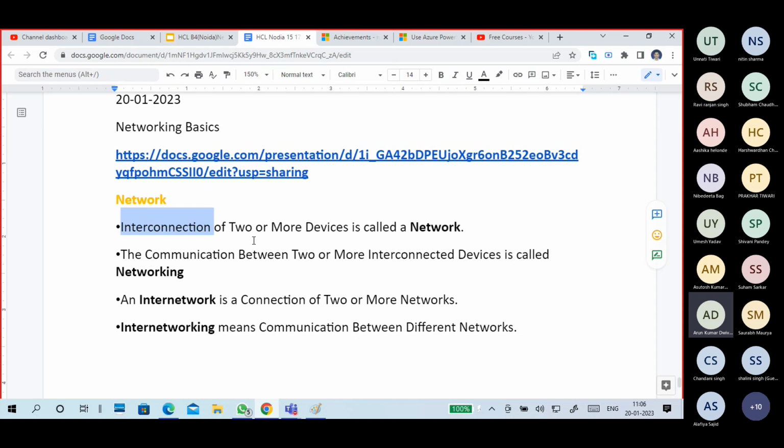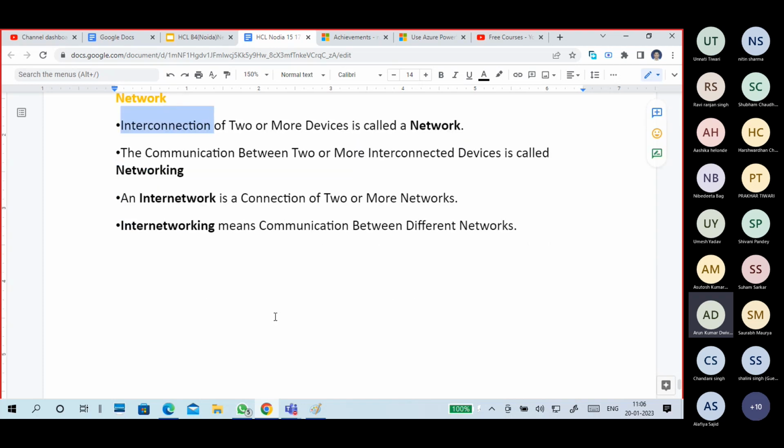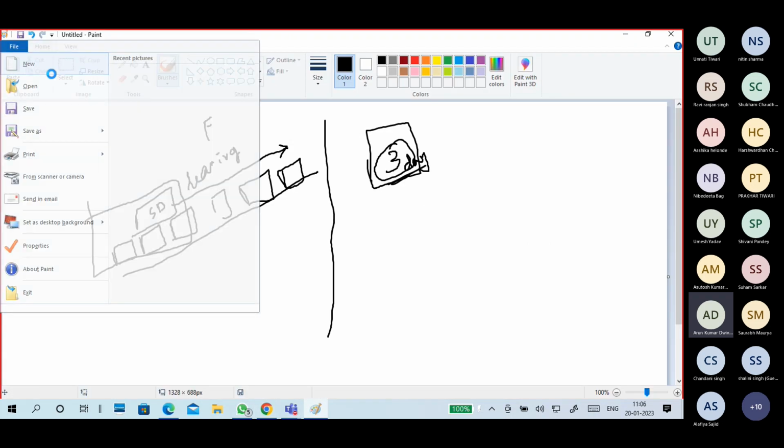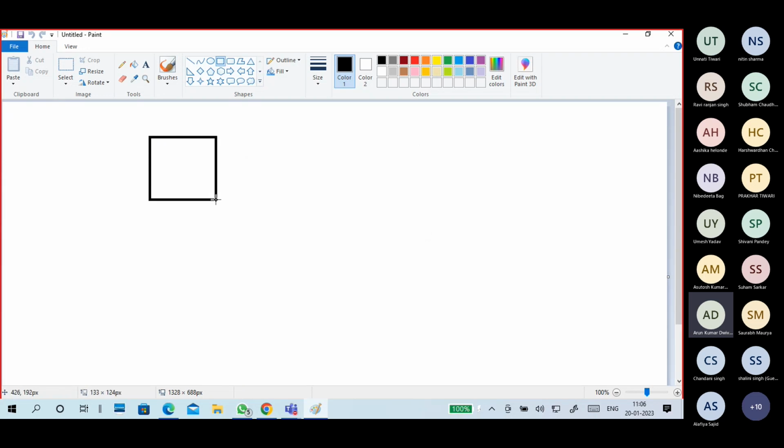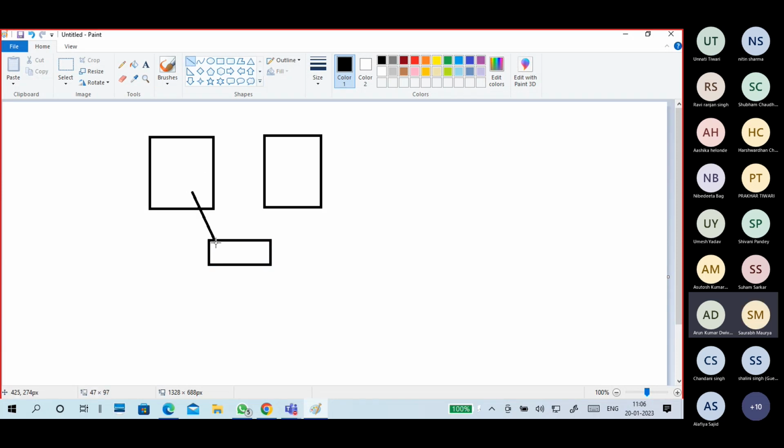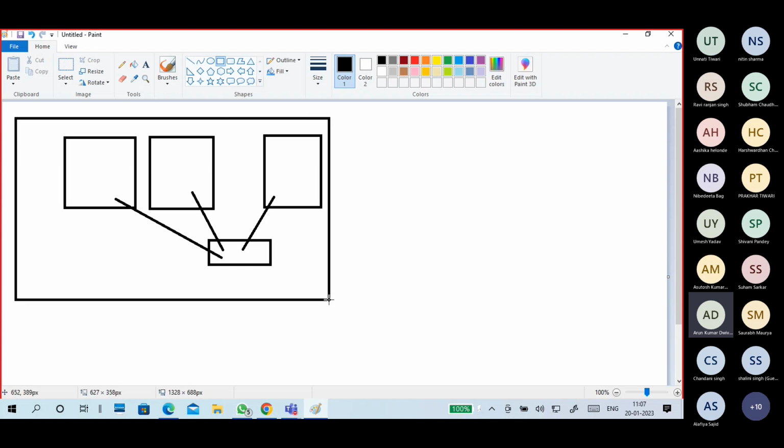Interconnection of two or more devices is called a network. So we use the word device. Why the word device, guys? Nowadays, not only computers, but mobile phones, laptops, and even TVs are all connecting with each other, right? Either directly or indirectly. We are connecting the devices, either two or more devices. It can be two devices or more than two devices, not one device anyway. Two or more devices we are connecting, that we call a network.